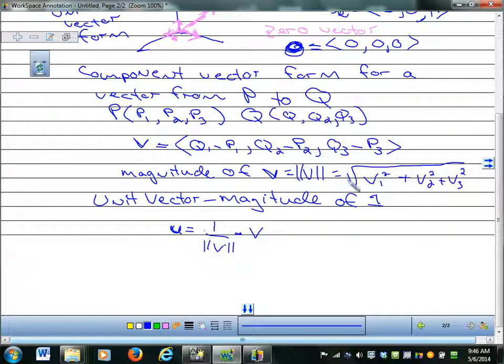So in other words, if you have some component form of a vector, like 3i plus 2j plus 4k, or in the other form where you just list v1, comma, v2, comma, v3, what you do is you just divide by the magnitude. We'll do some examples right in a second.